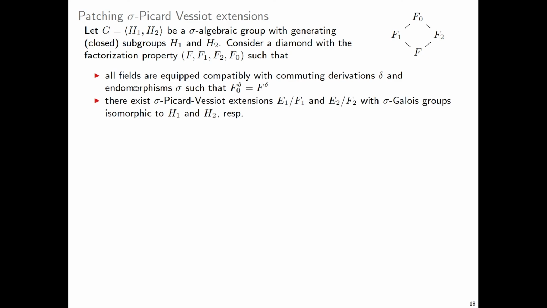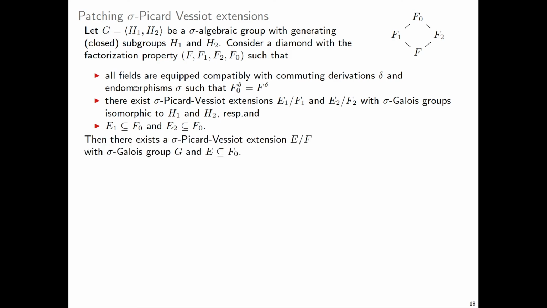And let's assume that we do have sigma Picard-Vessiot extensions E1 over F1 and E2 over F2 with groups H1 and H2, and also that E1 and E2 are contained in F0. Then this patching theorem says that you can find a Picard-Vessiot extension E over your base field F with group G and also contained in F0. So this would be the picture for that.